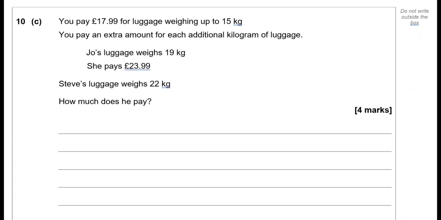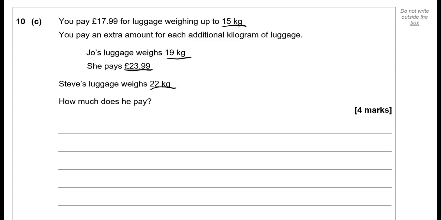You pay £17.99 for luggage weighing up to 15 kilograms. You pay an extra amount for each additional kilogram of luggage. Joe's luggage weighs 19 kilograms. She pays £23.99. Steve's luggage weighs 22 kilograms. How much does he pay?